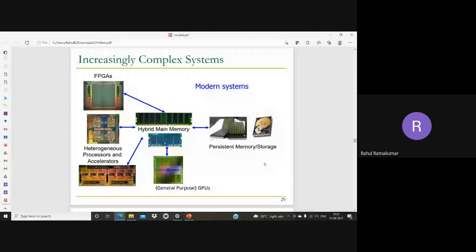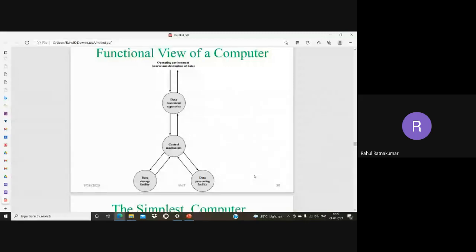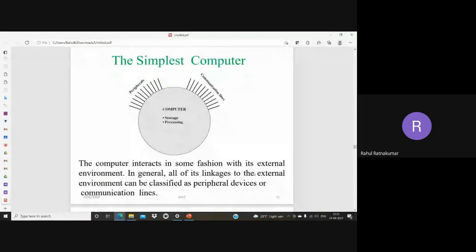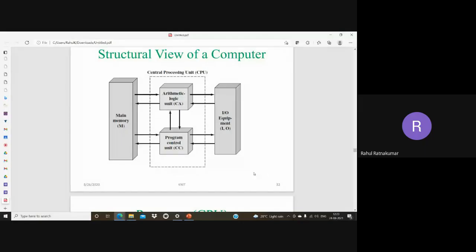So we have discussed the basic operations or functions of a computer: storage and processing. We need control mechanisms to regulate this data movement. So this is the functional view of a computer. We also discuss peripherals and communication lines. Storage and processing is what we expect, and we need to connect a lot of peripheral sensors. So this is your display, memory, input, whose data you are using, the ALU and control unit.